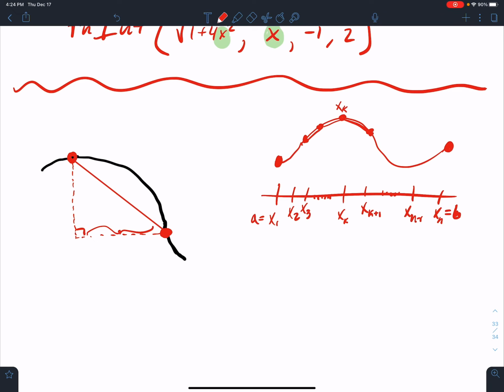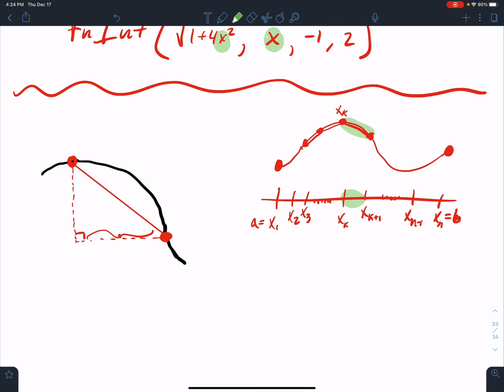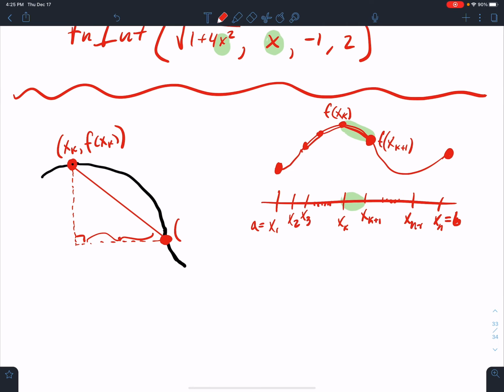To get this middle segment here, once we get that arbitrary segment, then we've got it figured out. You've got your xk and your xk plus 1, but whenever I plug them in up here, it becomes f of xk and f of xk plus 1. So this point is xk, f of xk, and this point down here is xk plus 1, f of xk plus 1, right there.